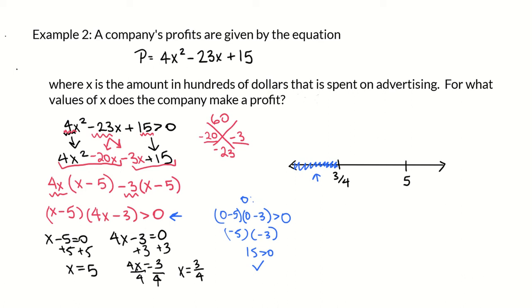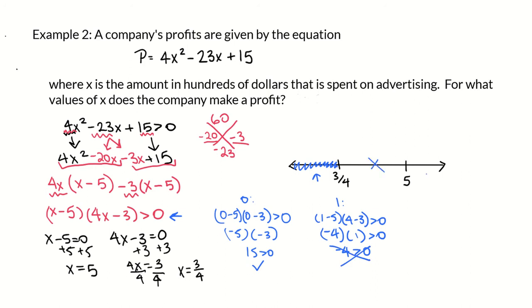Now we choose something between 3/4 and 5 to test, so we could choose 1, 2, 3, 4, or any fraction or decimal in between. Let's choose 1. Plugging into the factored form, we get (1 − 5)(4 times 1 is 4, minus 3) > 0. That's −4 times 1, which is −4. Since −4 is not greater than 0, this area is not part of our solutions.